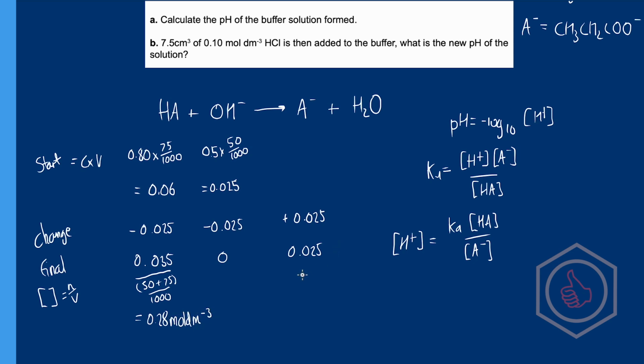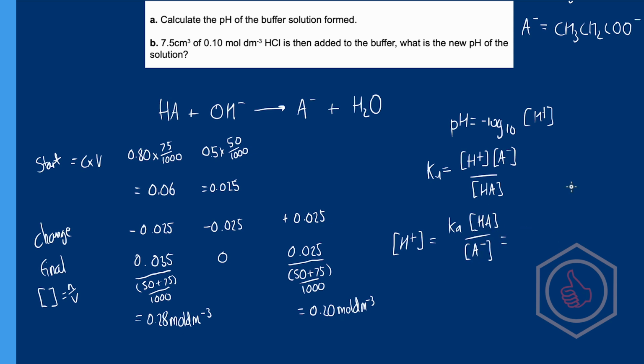Same idea for our A-, we're going to divide this number of moles by the same total volume, so 50 plus 75 divided by 1,000, which gives us an A- concentration of 0.20 mole per decimeter cubed. So now all we need to do is substitute these values into our expression for HA and A-.